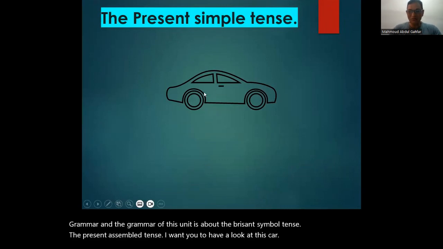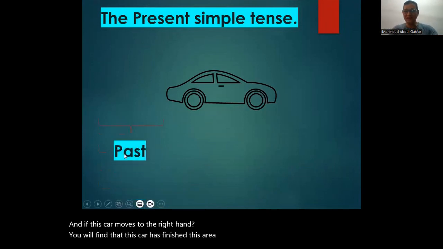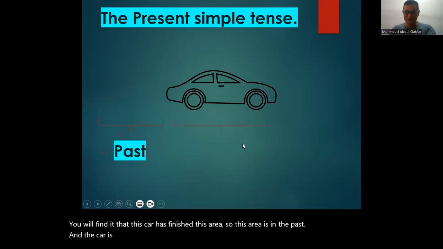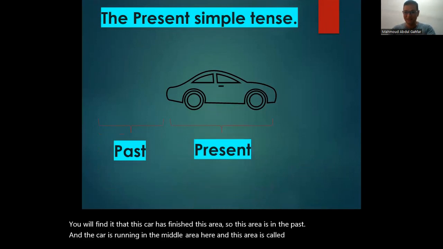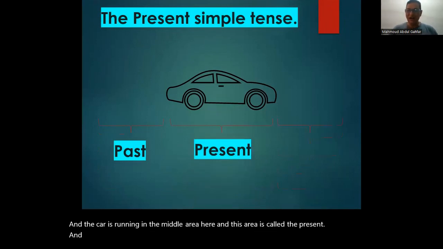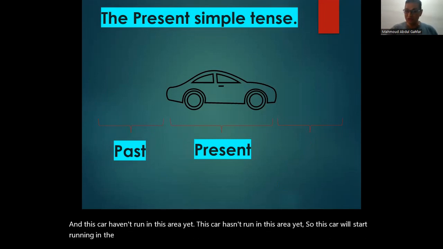And if this car moves to the right hand, you will find that this car has finished this area. So this area is in the past. And the car is running in the middle area here, and this area is called the present. This car hasn't run in this area yet. So this car will start running in the area in the future. So this area is in the future.